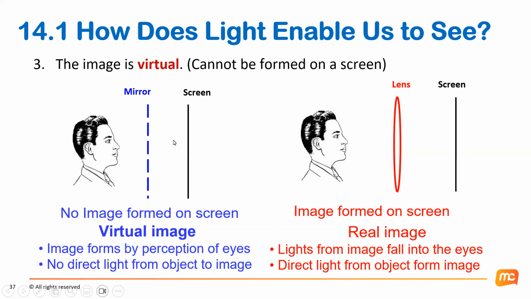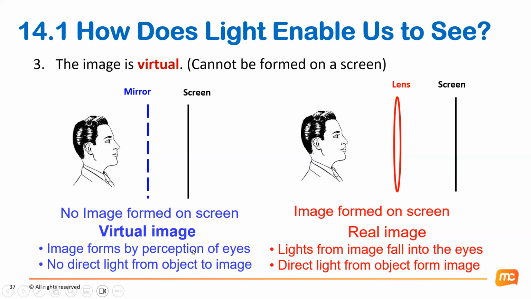He will see an image of himself in the mirror. It looks like there's really an image inside the mirror, but the image is actually virtual. Virtual means like VR, virtual reality. It looks like it's there, but it's not there. If I were to put a screen behind the mirror, there is nothing that is captured on the screen. I couldn't see anything on the screen behind the mirror. So that's what I mean by no image is formed on a screen.